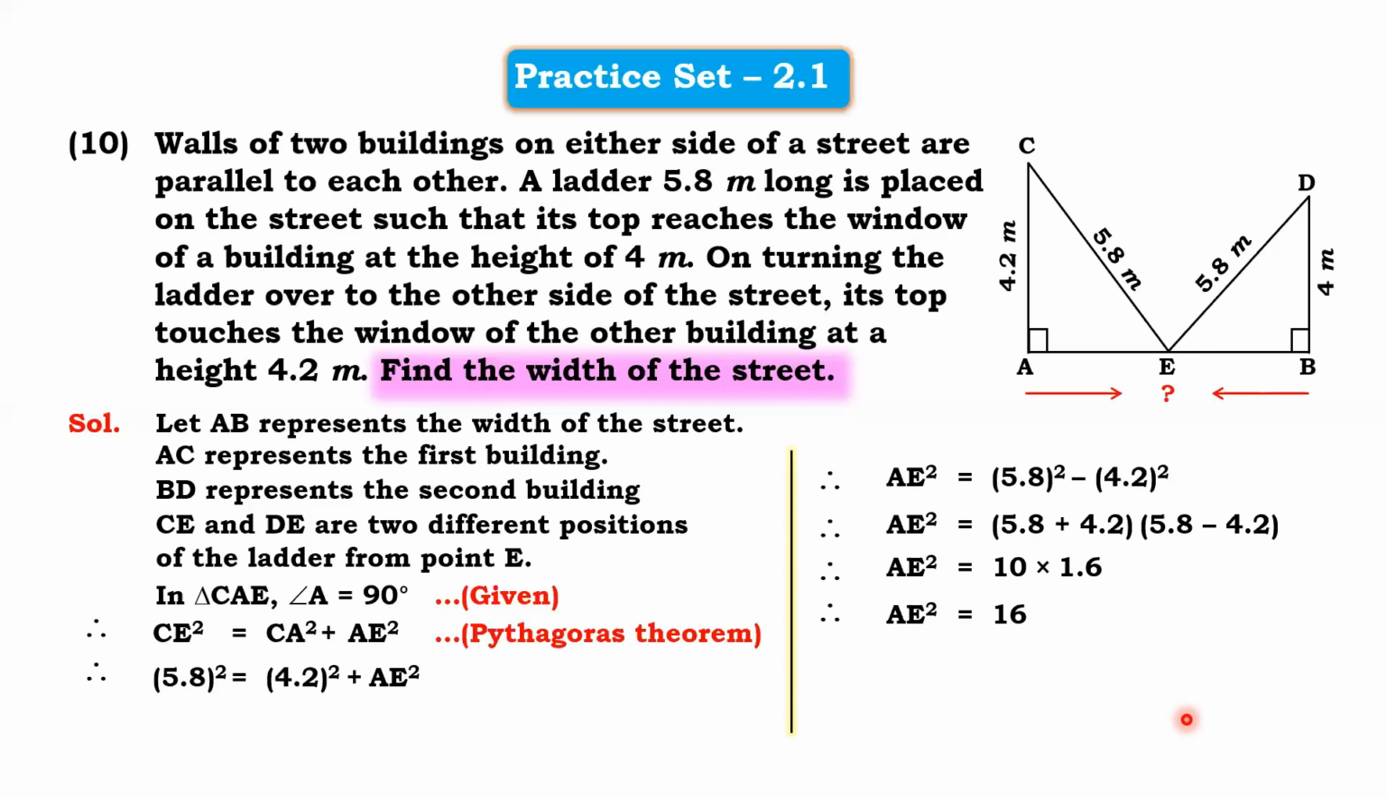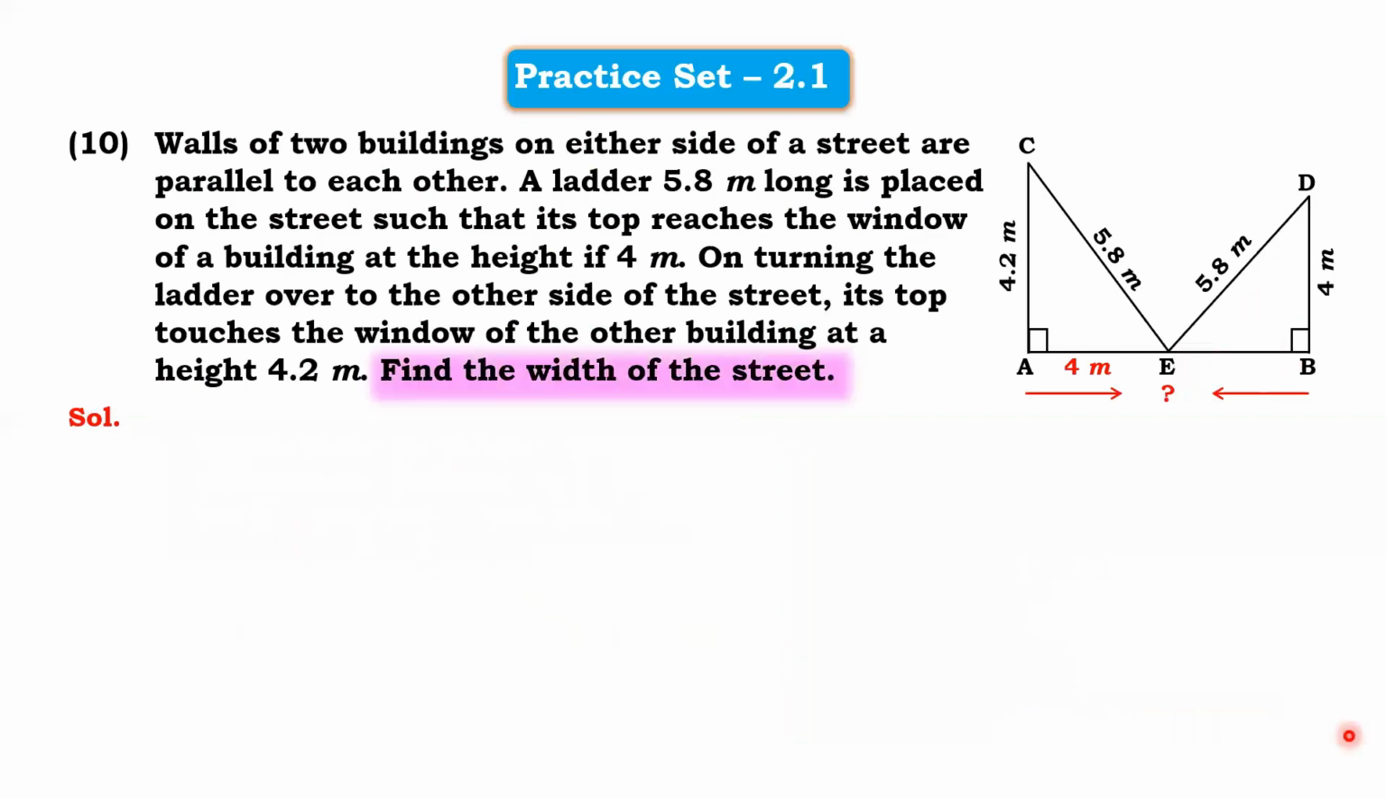Now 16 is a perfect square, so we can take the square root easily. So therefore A is equal to 4 meters. Reason, taking square roots. Got it? So we have got the value for AE, students. Now we have to get the value for EB, because this is the second right angle triangle.